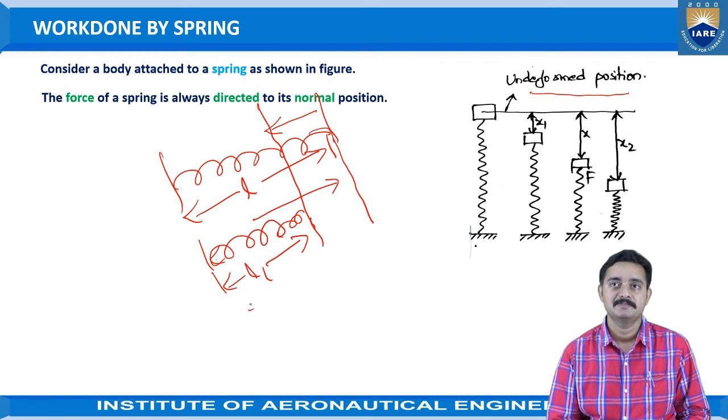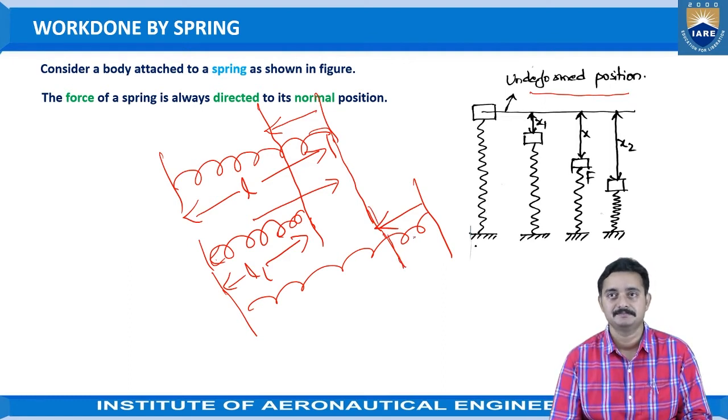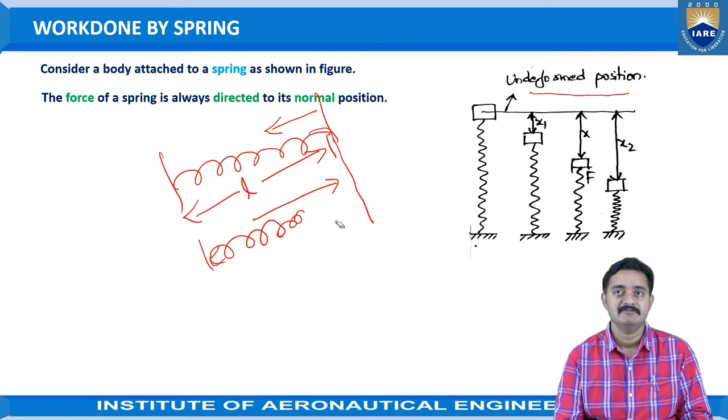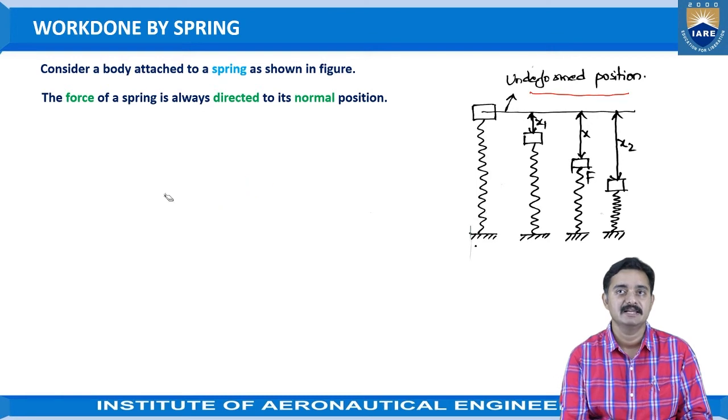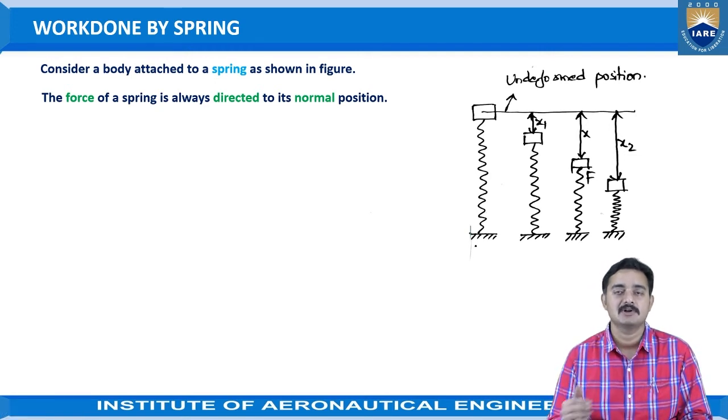And if at all the spring is expanded, then what happens? Again, the spring will try to come to its normal position by compressing its length. So, in each and every case, whenever we disturb the length of the spring, it will try to come to its normal condition or undeformed position.